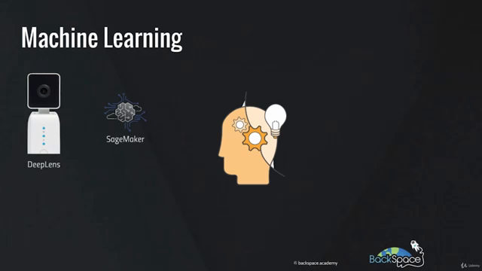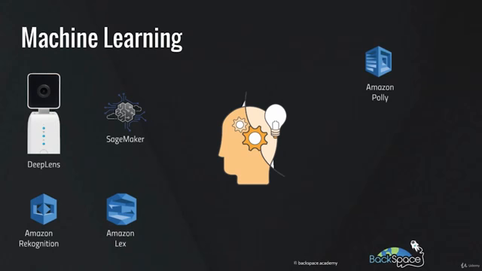Amazon Rekognition provides deep learning-based analysis of video and images. Amazon Lex allows you to build conversational chatbots. These can be used in many applications, such as first-line support for customers. Amazon Polly provides natural-sounding text-to-speech.